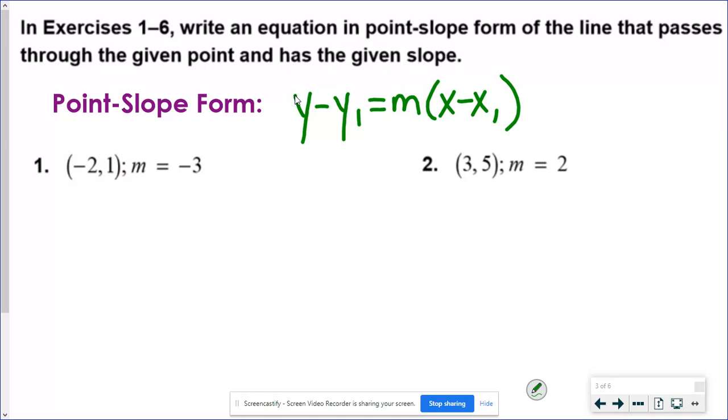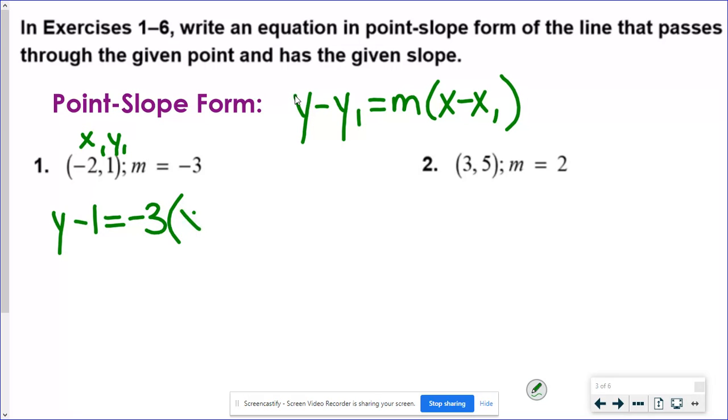So in number 1, this is my x number. This is my y number. I'm going to sneak ones on there just so you know where they're going. But the regular y stays a regular y. I want to subtract the y sub 1, which happens to be that number 1 right there. There's my equal sign. The m, they told me, was -3.